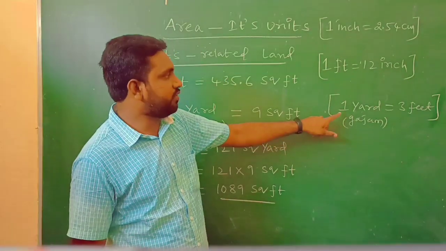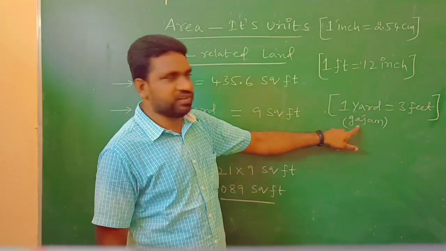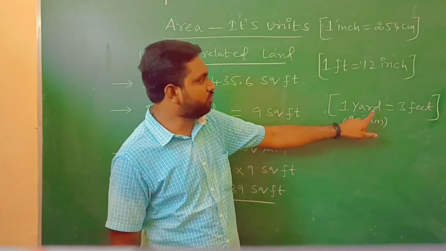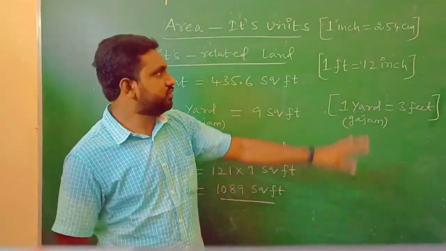Next thing is a bigger one: 1 yard, and it is known as gazam. I told you, 1 yard or gazam equals 3 feet. 1 yard equals 3 feet. So this is what you should know here.